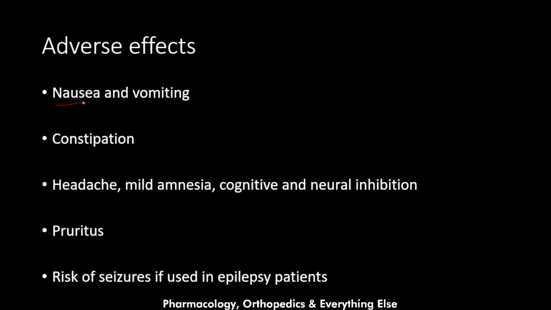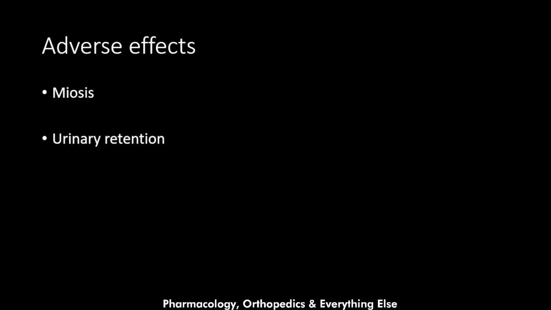It also leads to nausea and vomiting because of the activation of the chemoreceptor trigger zone in the brainstem. It leads to constipation because of its effects on the intestine, and it leads to headache and mild amnesia, which is mild forgetfulness. It leads to cognitive and neural inhibition because of the inhibitory effect of this drug on the central nervous system. It also leads to pruritus due to histamine release, which makes the patient itch. And there is risk of seizures if it is used in epilepsy patients.